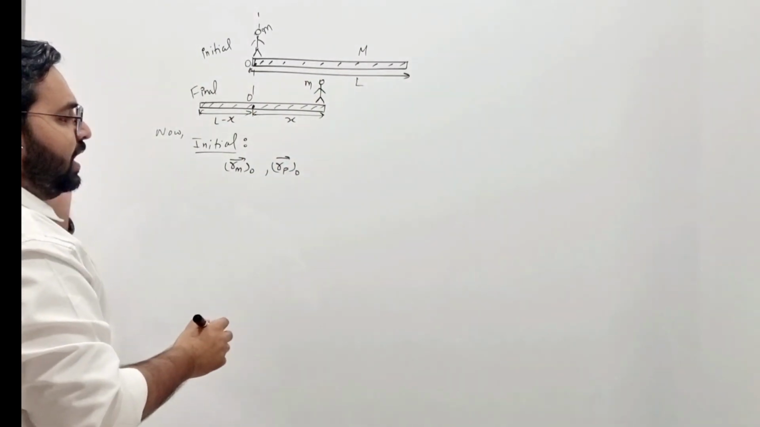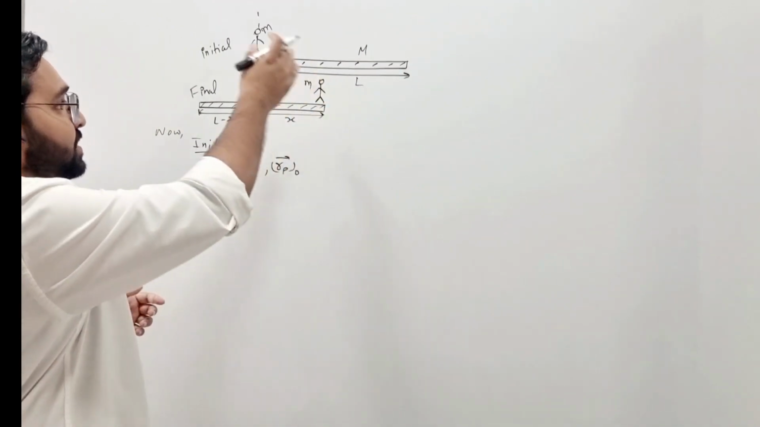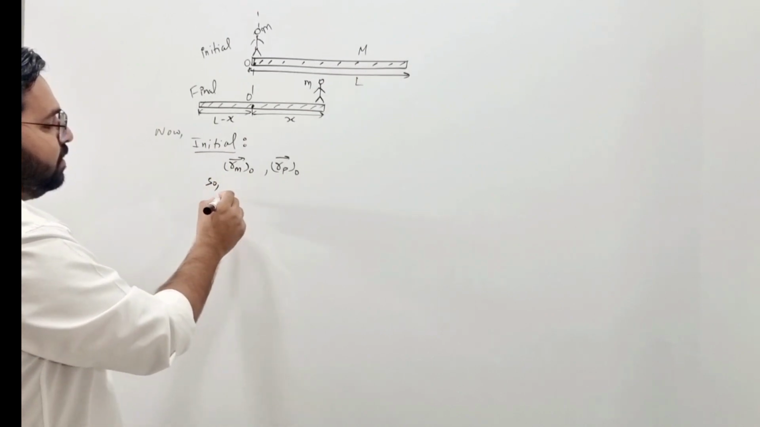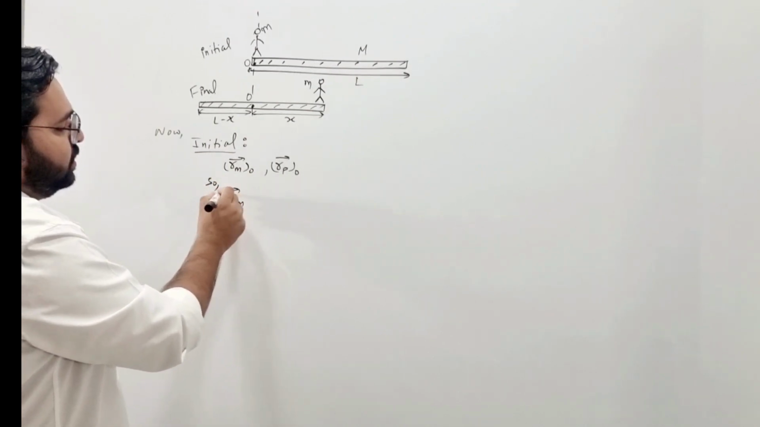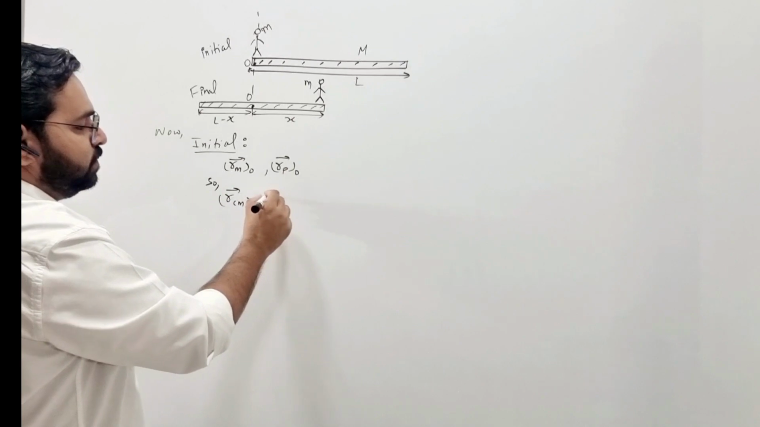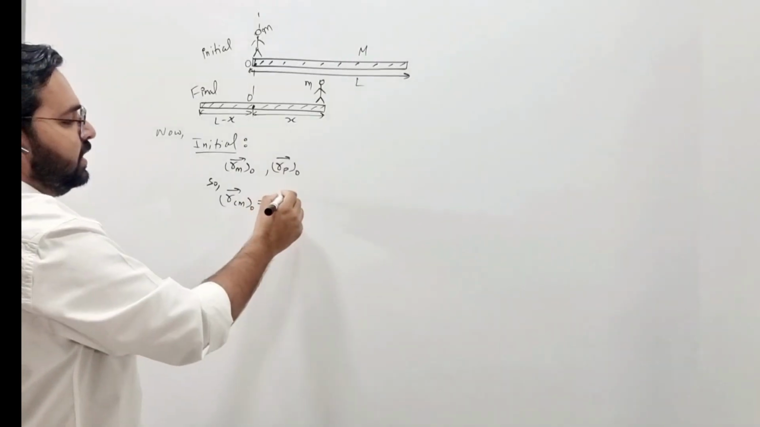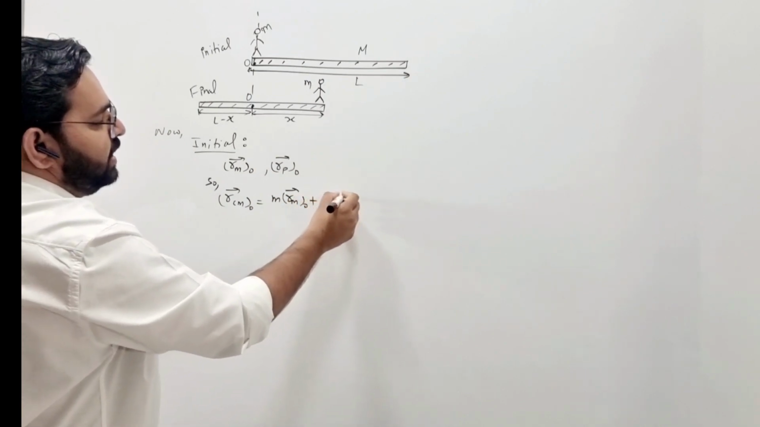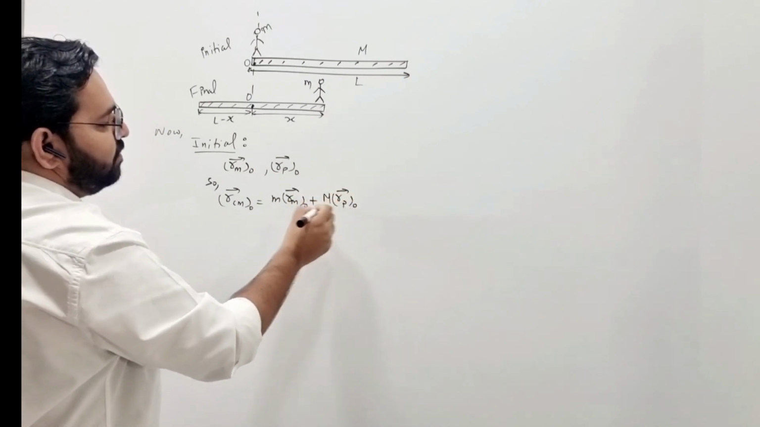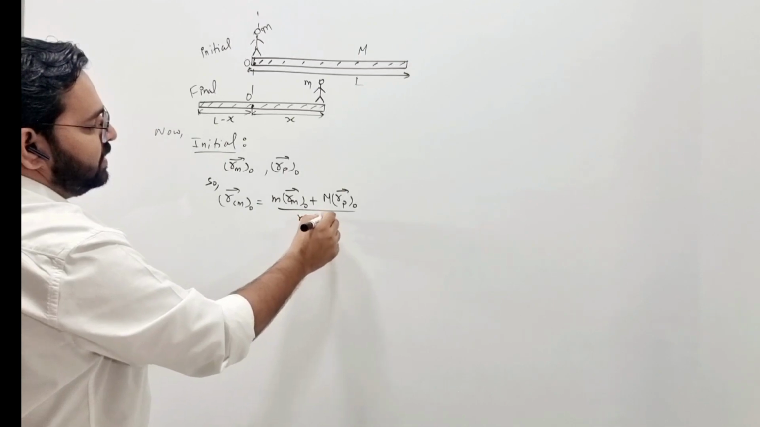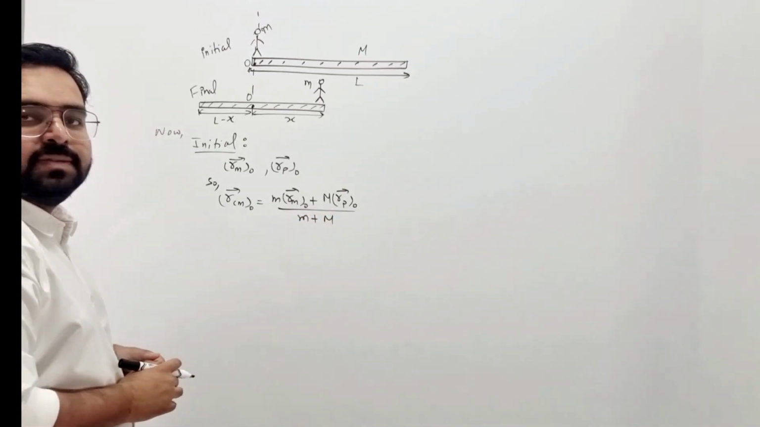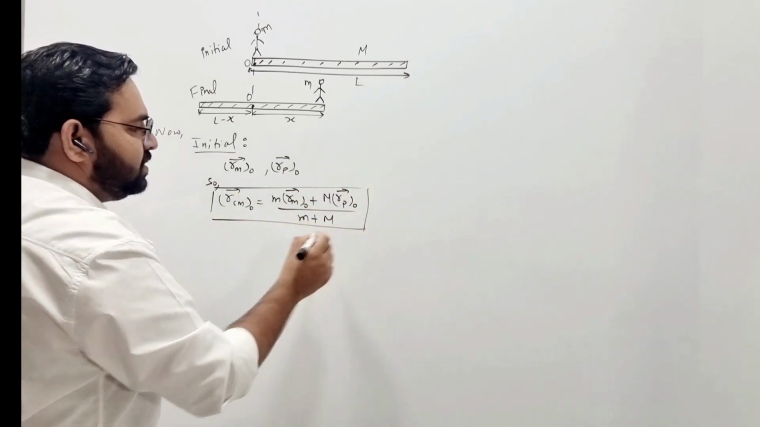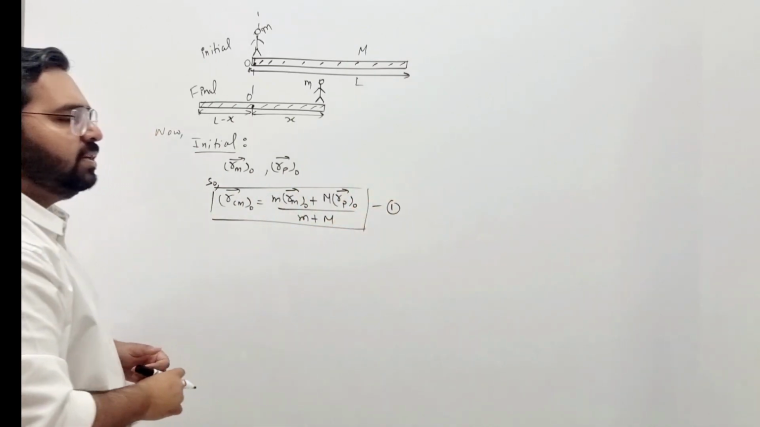So if we want to calculate the position of center of mass of the system of the person and the plank, we directly use the center of mass formula. We know that Rcm naught would be equal to small m, mass of the person, into position of the person, plus mass of the plank into position of center of mass of the plank, divided by the total mass of the system, which is small m plus capital M. This is the initial position of center of mass. Let's suppose this is our equation 1.